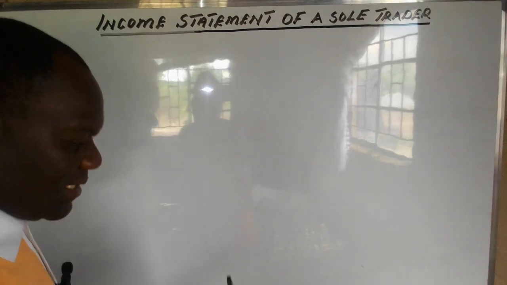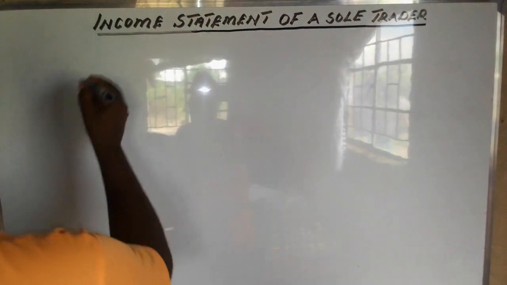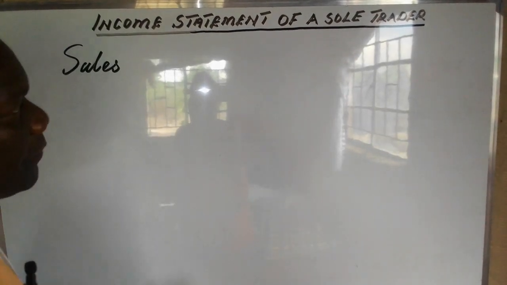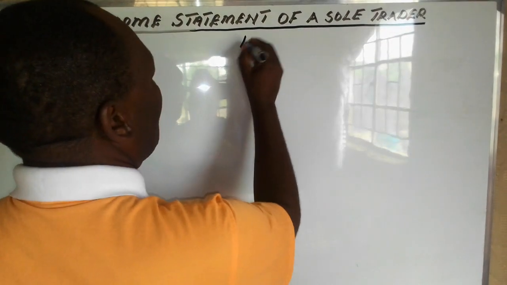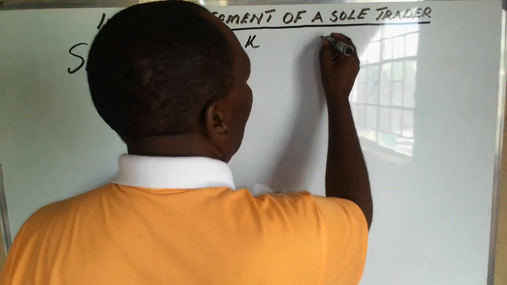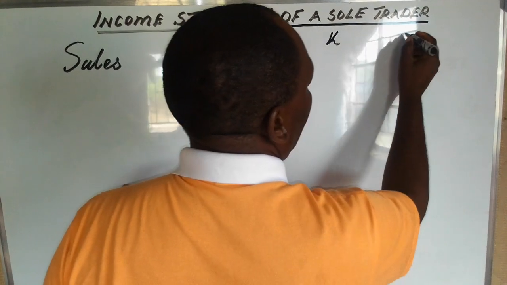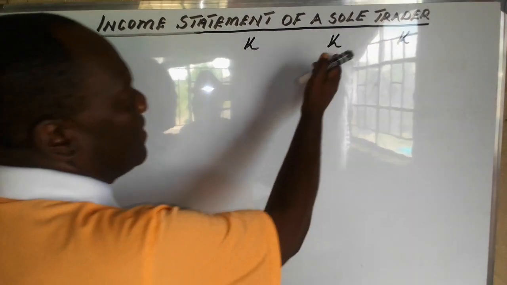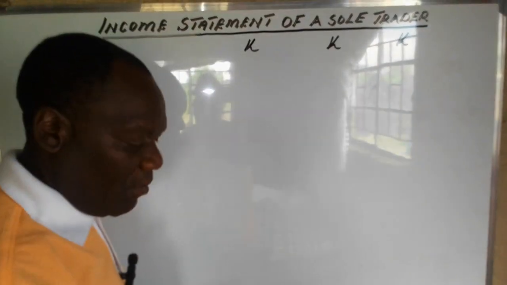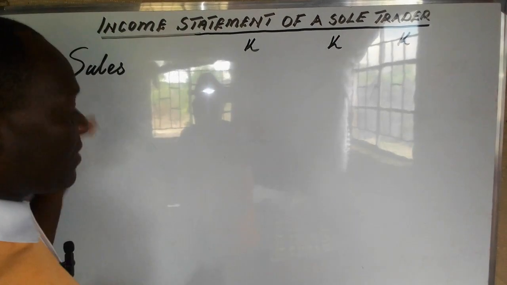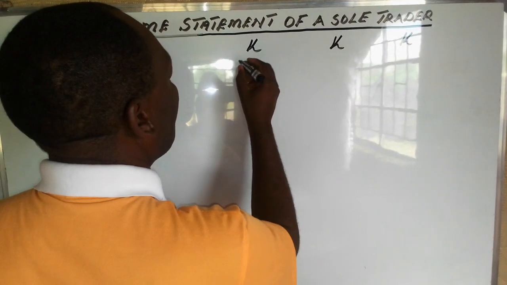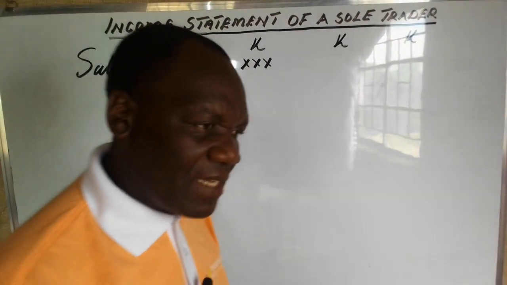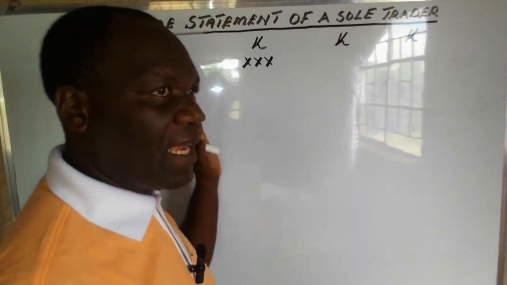So the format is like this. Here you will have your sales. Okay, sales, you put your kwacha there. Then we are going to put another kwacha there and another kwacha there. This space is for adjustments, and this space is for final figures. So our sales, you put your figure for sales here. Okay? If at all there are adjustments, then you proceed with your adjustments.